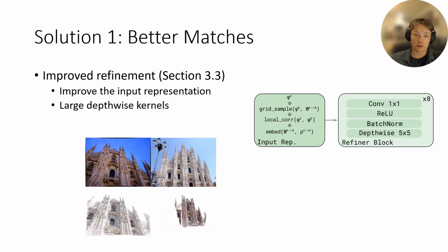To fix the lack of precision, we improve the refinement stage. First, we improve the input representation by stacking feature maps. Second, we found that the refiner architecture could be improved by using large stepwise kernel convolution. The architecture is detailed on the right of the slide. At the bottom, you can see a qualitative improvement in the warp accuracy compared to previous approaches.